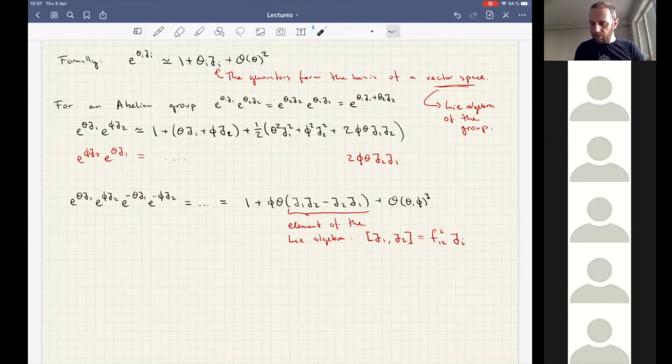Because I wonder, why do we call it algebra? What is the reason for that? Because it has this commutator. So it's a vector space that additionally has a binary operation, which is this commutator that maps back to the algebra. All right, I understand. Thank you.